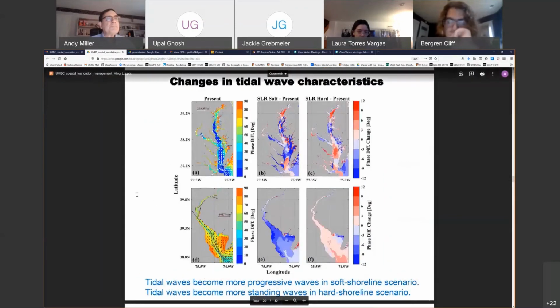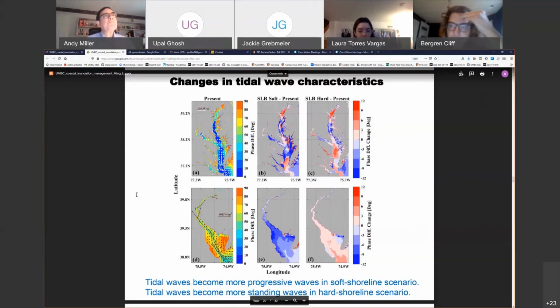Another way to look at this is the tidal wave characteristics, the phase lag between the tidal current and tidal sea level. If it is 0 degrees, there's no phase lag. That means the tide is a progressive wave. The tide can move forward, like in the lower part of Chesapeake Bay. So the tidal wave can propagate further inward. But in the upper bay, it's close to 90 degrees because the waves are reflected.